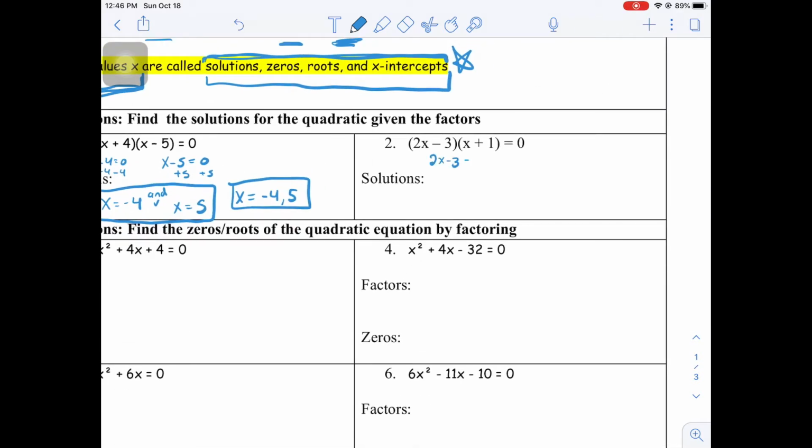Number 2, same thing, right? 2x minus 3 equal to 0, x plus 1 equal to 0. So then you add 3, 2x is equal to 3. And on the other side, you get x is equal to negative 1. So then x is equal to 3 halves and negative 1.